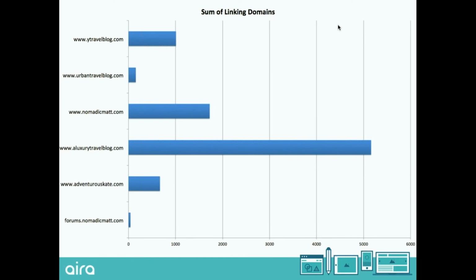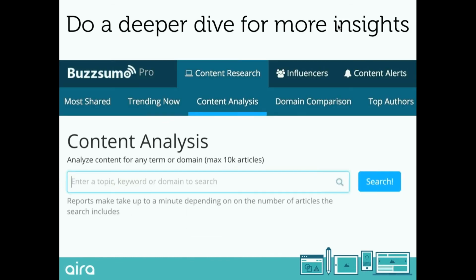So what we're seeing here is that a luxury travel blog is actually getting the most number of linking domains to its internal pages, and those pages are its content, its blog posts, its guides, all those kind of things. So this is a really true picture of which websites are most link worthy and generating the most links. And then what you do from this point forward is you pick out the ones that are getting the most links, then you do a deeper dive on them using BuzzSumo.